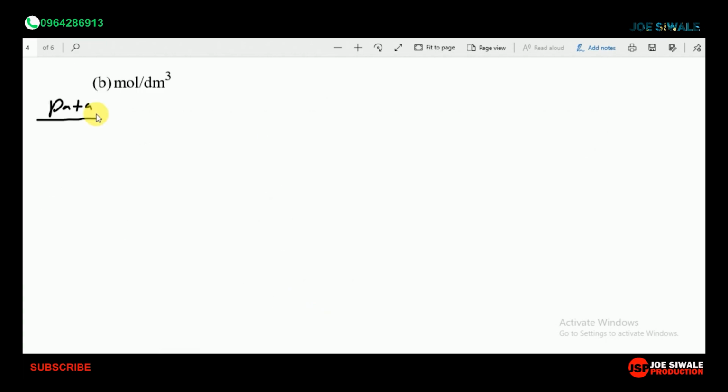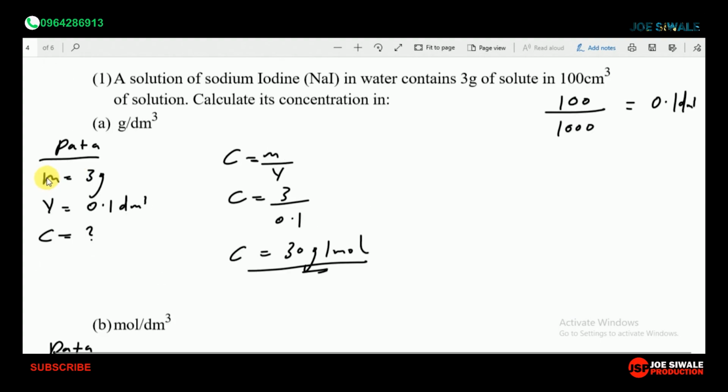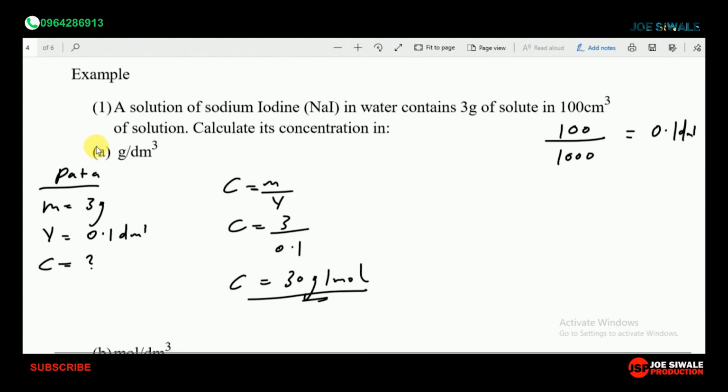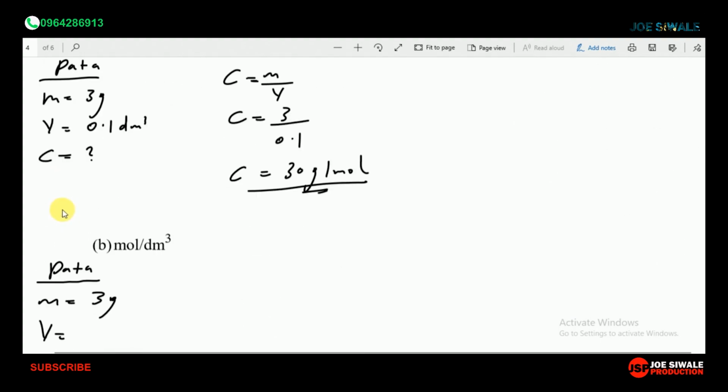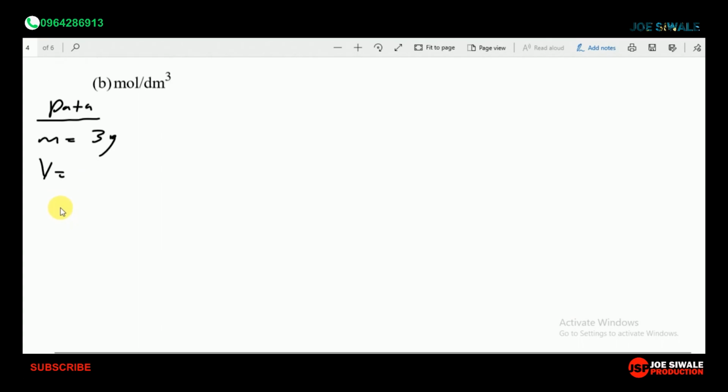So for B, we have mole per cubic decimeters. The first thing we're supposed to do is to collect the data. The mass, we have been given as 3 grams. The volume, we had calculated as 0.1 cubic decimeters. So that's our volume, 0.1 cubic decimeters.